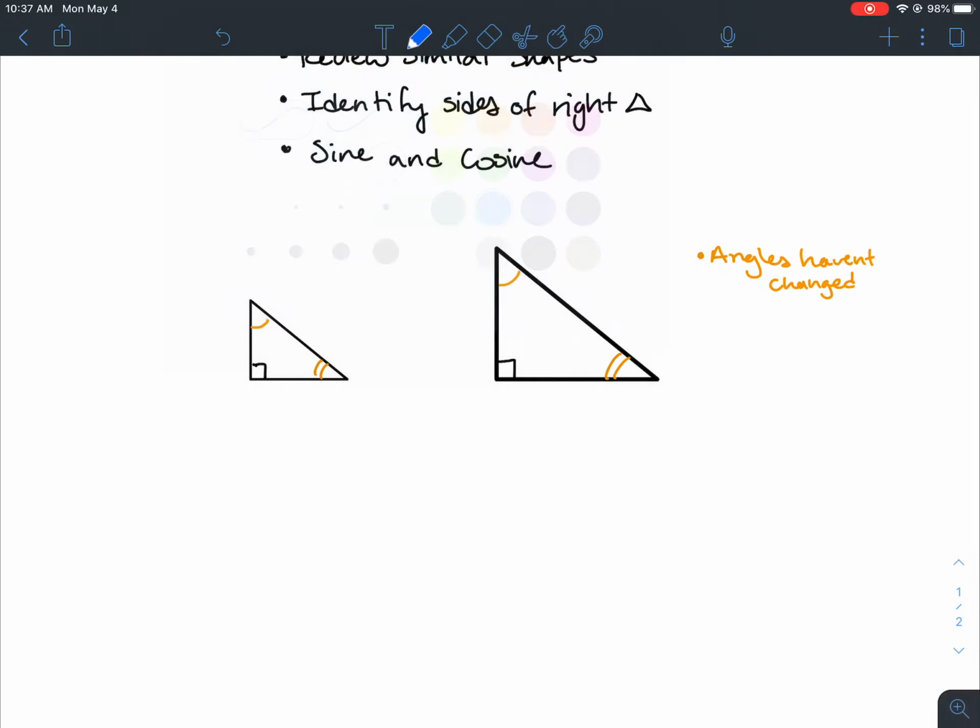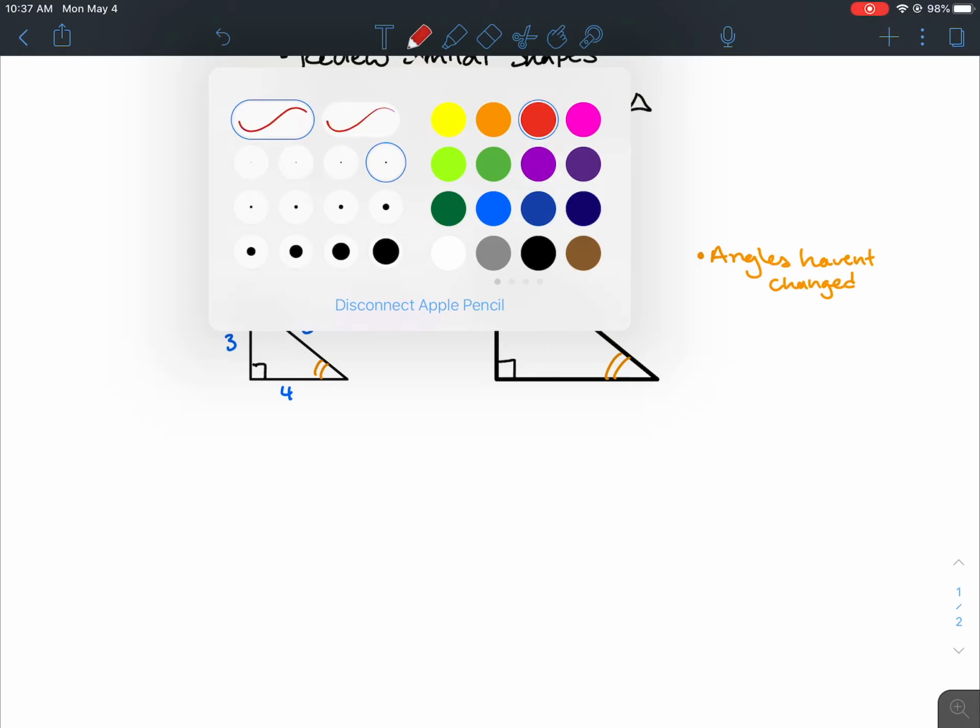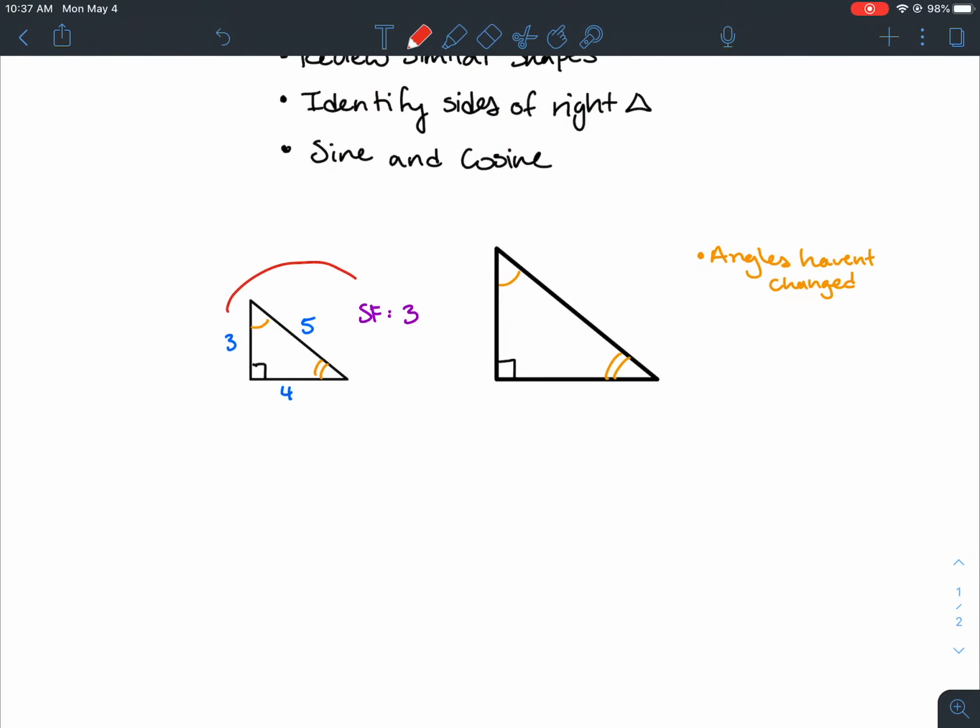And then we also would have our side lengths. So let's say that this here is a 3, 4, 5. Okay, so if I have a scale factor of, let's say, 3, that means that each one of these sides is going to multiply by 3 and then be something different here. But everything stays the same scale factor.